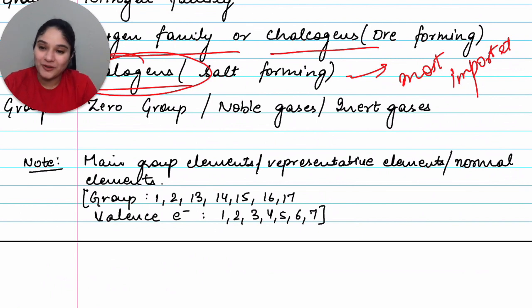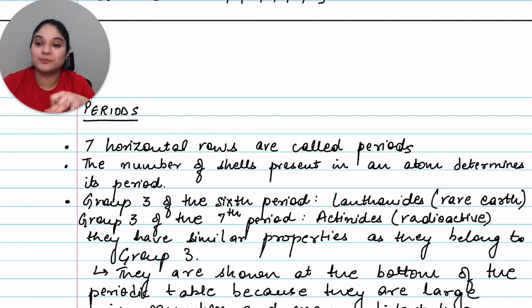Why is it important for you to remember? Because in the exam they will not ask you which group it is belonging to. They will directly ask you how many electrons a particular element will have in the outermost shell. So you should know which group it is falling in, and then how many electrons it will have in the outermost shell. Okay, let's move ahead to the next one, that is periods.